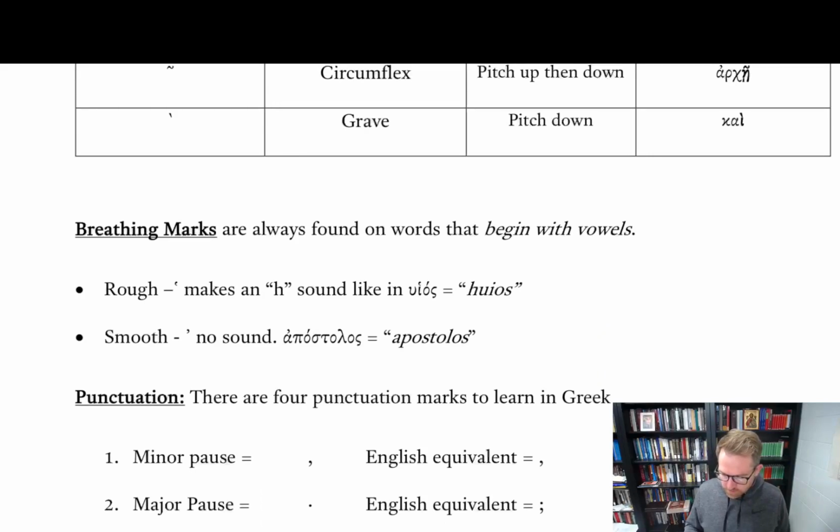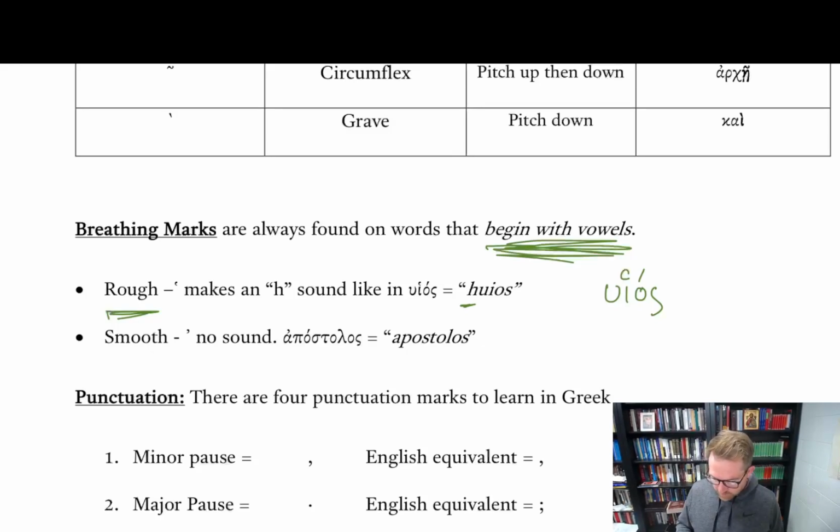Really important for you to recognize breathing marks. Anytime a word begins with a vowel, it's going to have a rough or a smooth breathing mark. In the case of the rough breathing mark, like in huios, you're going to get that H sound, huios. And when you have the smooth breathing mark, like in apostolos, you're not going to have a sound. There's no sound at all. So the rough breathing mark makes an H sound. Huios is where you see it most commonly.